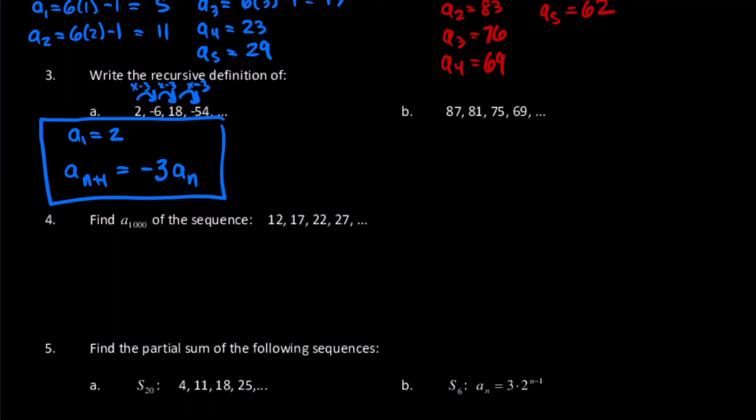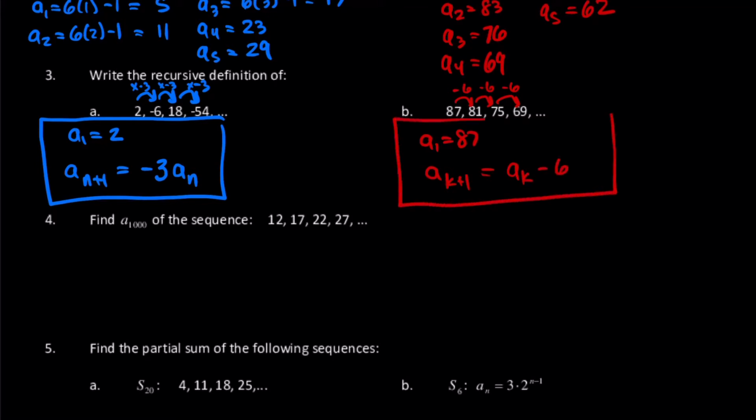All right, B. I'm going to start by writing a sub 1 is 87, and then figuring out the pattern, 87 to 81 to 75 to 69. So 87 to 81, I subtract 6, then subtract 6. So each time I'm subtracting 6. Your rule for a sub, I'll use a k in this case, a sub k plus 1 is going to be a sub k minus 6. And that's your recursive definition.